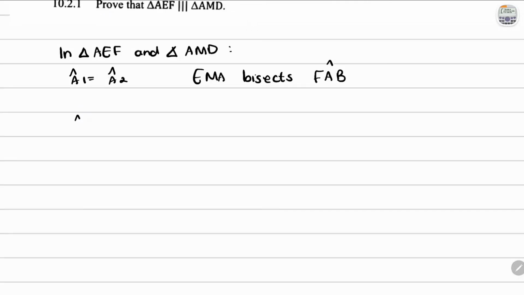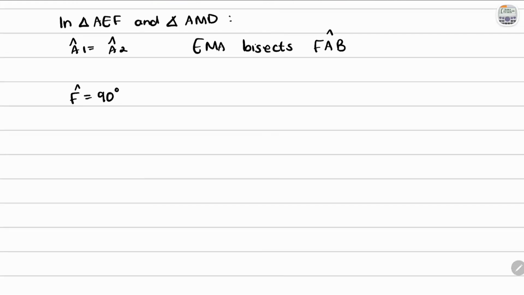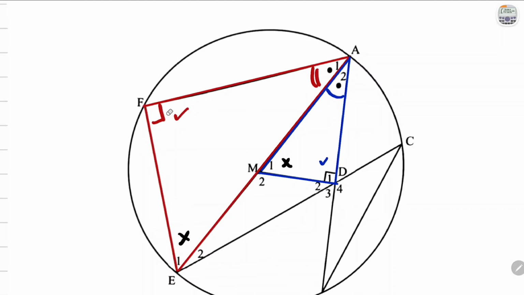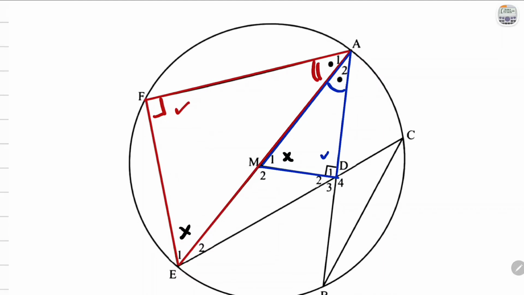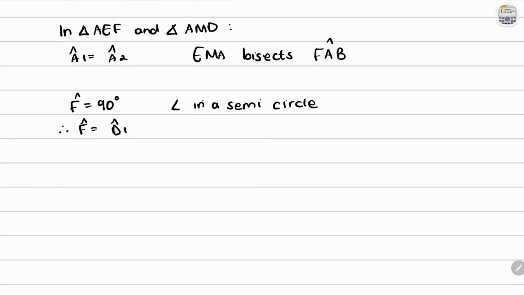And then we can tell them that angle F is equal to 90 degrees because of angle in a semicircle. So we can put that down. Because it's equal to 90 degrees, you already see that D1 was already equal to 90 degrees. So that therefore means that angle F is equal to angle D1. This is our main conclusion. We're just saying that these two angles in those two separate triangles are equal.